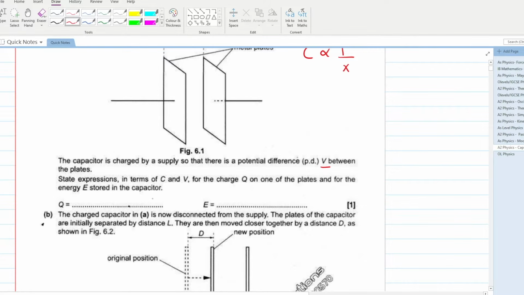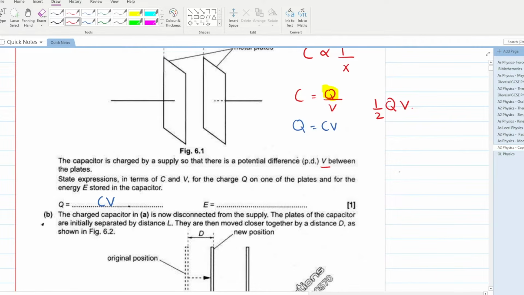State expression in terms of C and V for the charge on one of the plates and for the energy stored in the capacitor. Son, what was the formula of capacitance? Charge divided by voltage. So if I make charge the subject, what will be the formula? Charge is equal to CV. So place here CV. What was the formula for energy? The formula for energy used to be equal to 1 upon 2 QV.